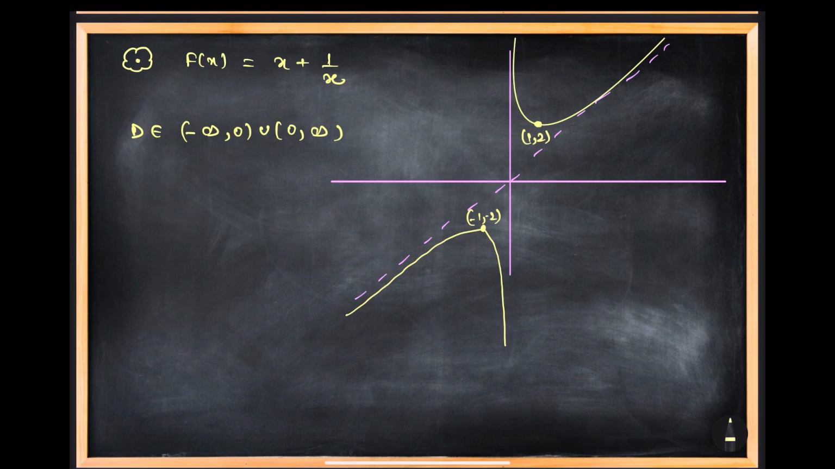Okay, now for the range you can say that, sir, it is minus infinity to minus 2. Minus 2 is yes, infinity is no, union 2 to infinity. So this is the domain and range for the given function.